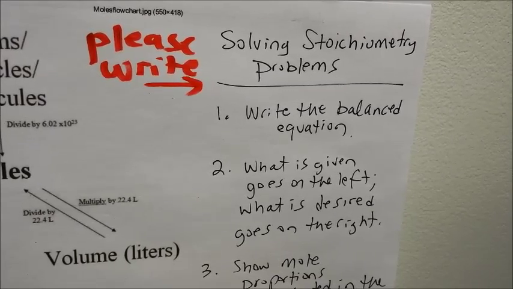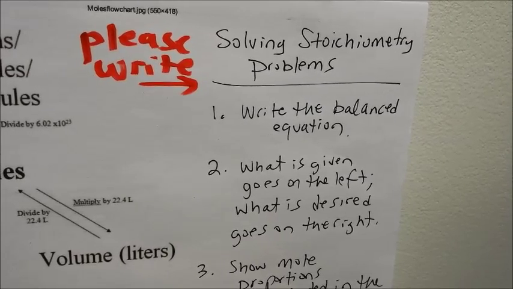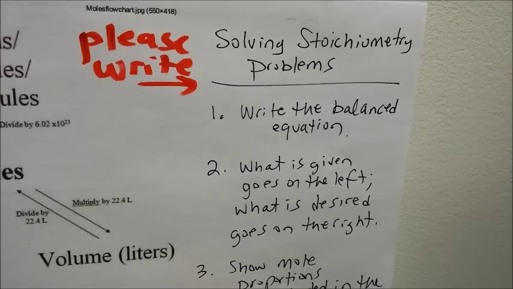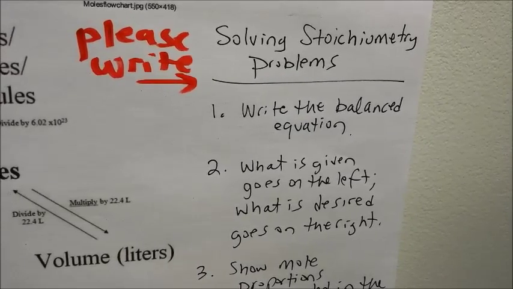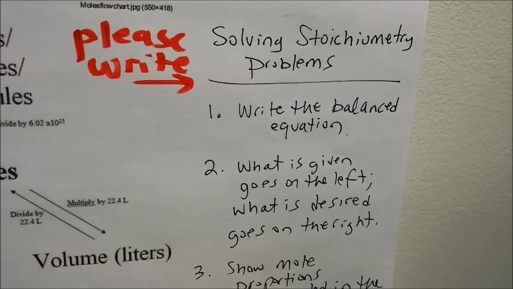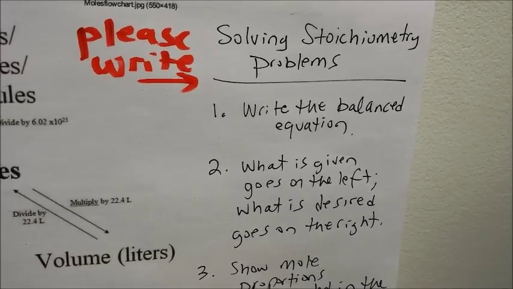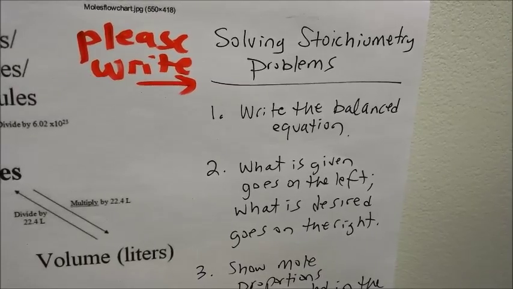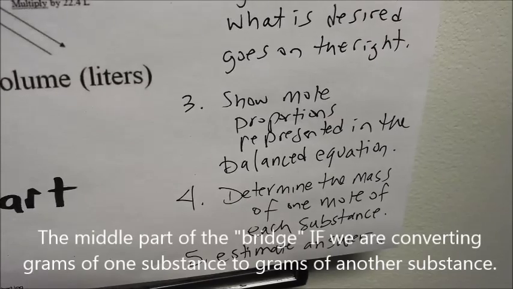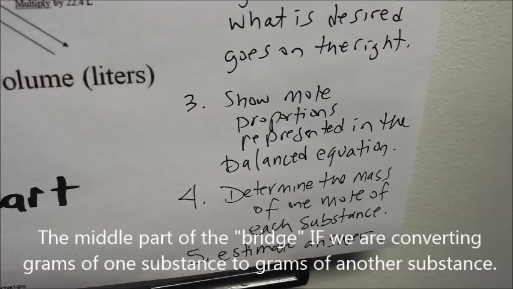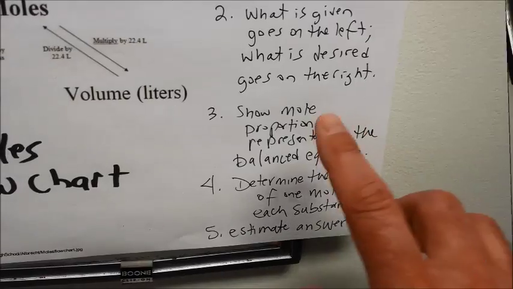So step number 1 is to write the balanced equation. Step number 2 is to write what information is given on the left and the desired answer on the right. Make sure you leave some space in the middle so that we can bridge from the left to the right to get our final answer. When we show mole proportions represented in the balanced equation, that is the middle part of the bridge.